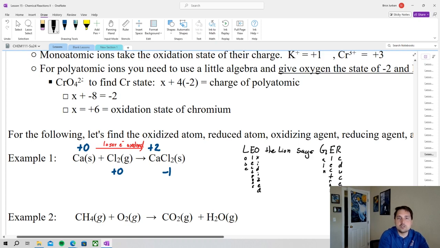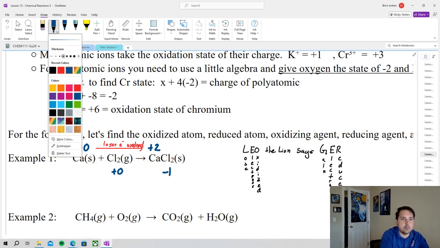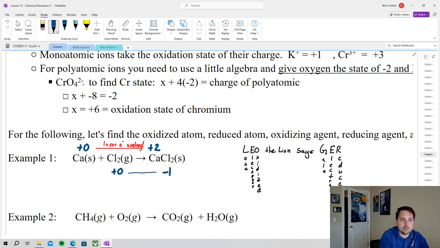So here we're losing 2 electrons. That's why we get a positive charge. It's opposite from what we might think. And then in this one, we are gaining electrons. So therefore, this chlorine atom is reduced.